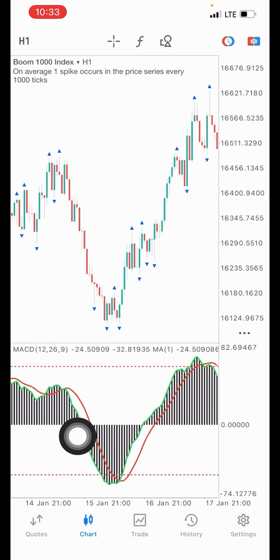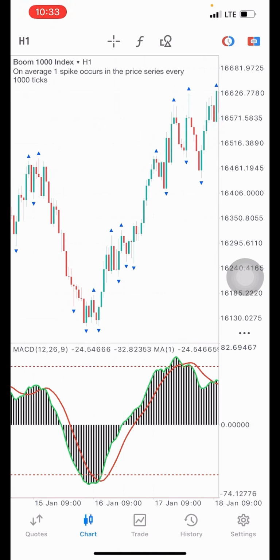Now the first confirmation is that you want to see this green line crossing above the red signal line. And secondly, on the main chart here, you want to see that price has broken above the most recent structures. If you have been following my videos, you're going to see me do that a lot. Now this is what you have to do.